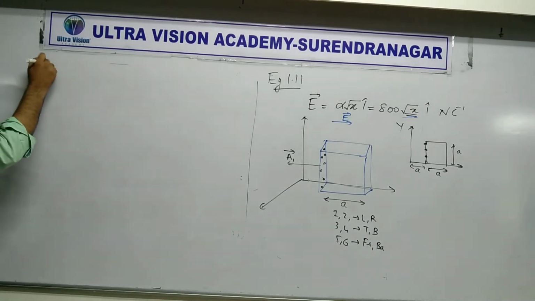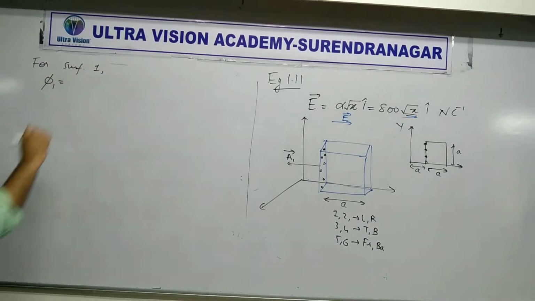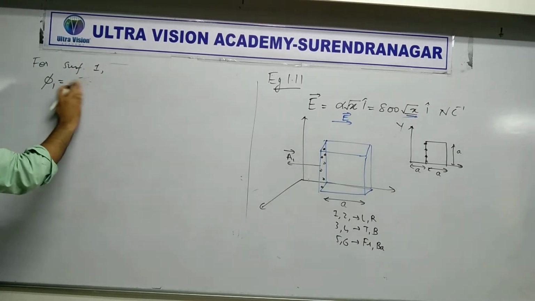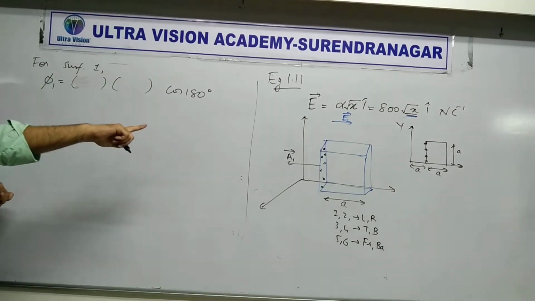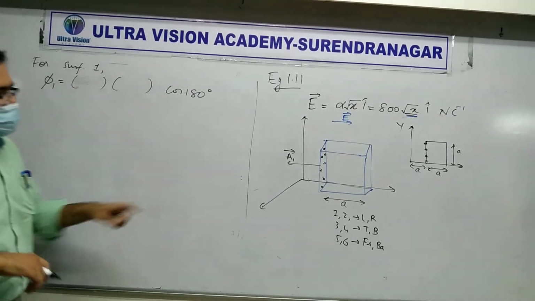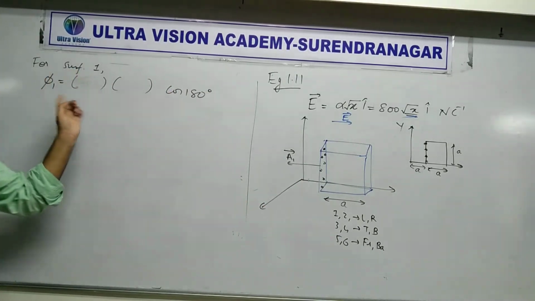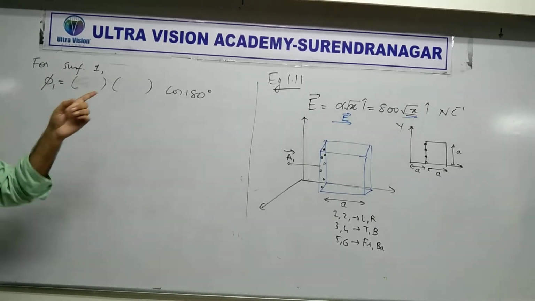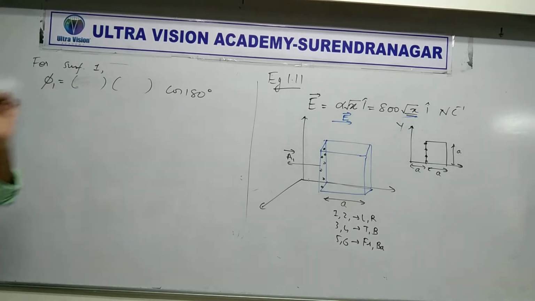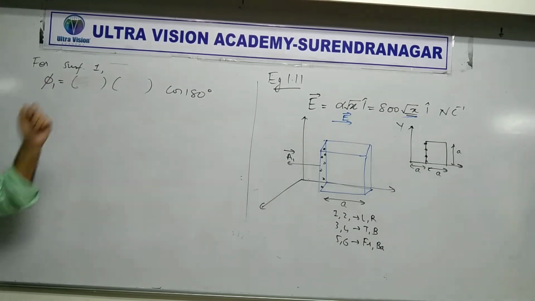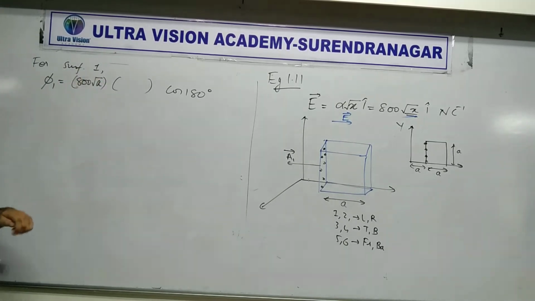So, for surface 1, phi 1 is equal to E A cos 180. Everyone okay with this? What will be the electric field for any point on this surface? It will be the same. That's why we can use this simple formula. We can only use this formula if the value and direction of E are the same everywhere and the surface is flat. Yes, it's the same everywhere. So E is 800 root A. Clear or not?